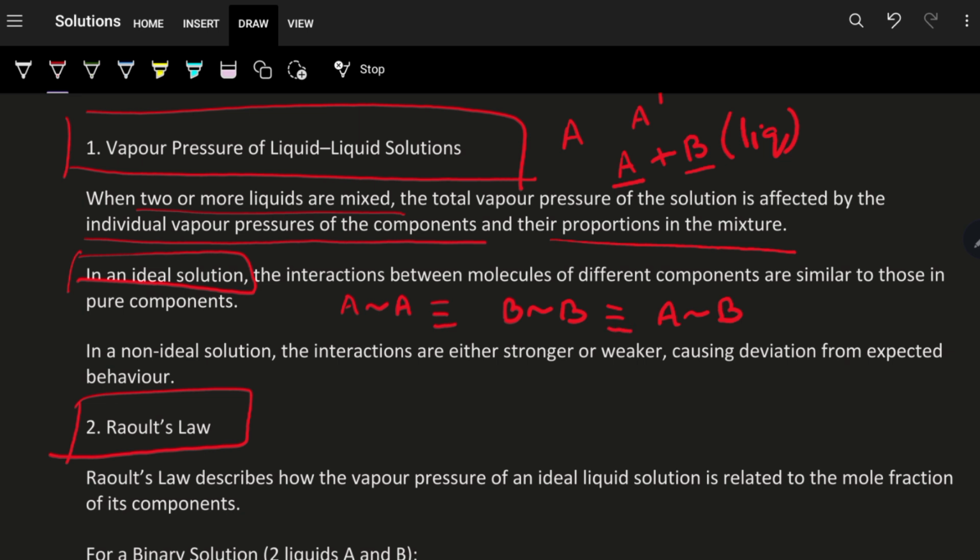But in a non-ideal solution, obviously this condition is not happening. The AA interaction is not equivalent to the BB interaction, which is not equivalent to the AB interaction. That's why it is a non-ideal solution. Now the question arises, if the interactions are the same, if the solution is ideal, what will happen? What does it actually mean? What happens to an ideal solution?